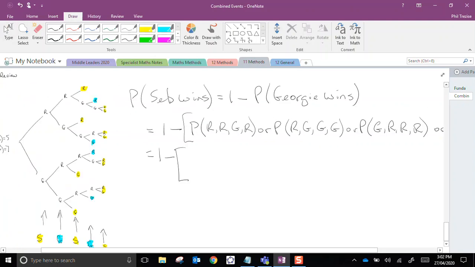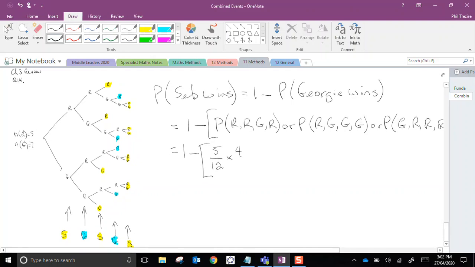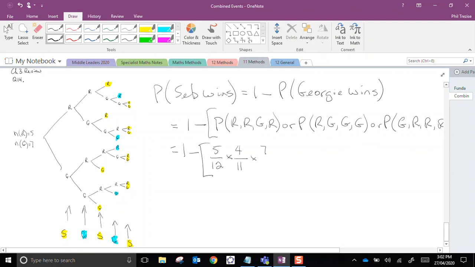Now this red, red, green, red business. Well, if we went along here, on that first branch there are 5 red marbles to pick out of 12. Now this is where we've got to be a bit careful. No replacement. On this next little branch, we've already had a red one. There are 4 red marbles left to pick out of 11. Then we're coming down the green branch. We still have all 7 of them, but there's only 10 marbles left in the bag now. And the last one, there'll only be 9 marbles left in the bag.